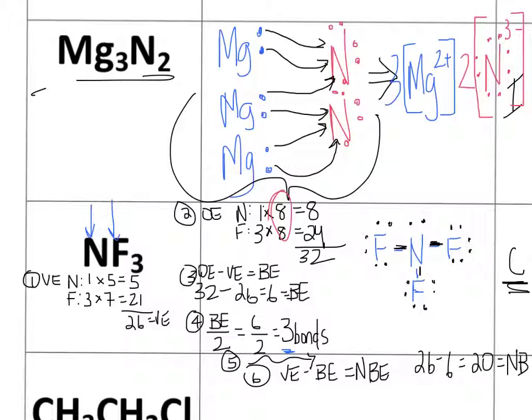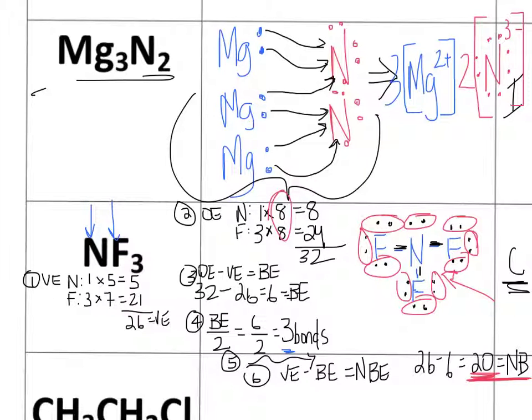But what we're going to do is just count to make sure we have a total of 20 non-bonding electrons. And so I am going to just kind of circle them. 2, 4, 6, 8, 10, 12, 14, 16, 18, 20. That's 20 non-bonding electrons. We're all set. Now, again, I do not want you to circle. I just did that to show you.